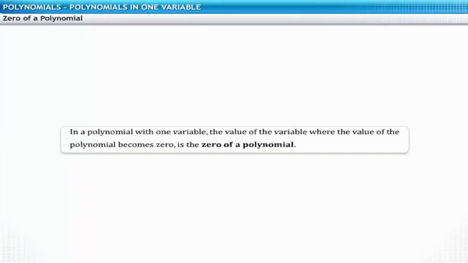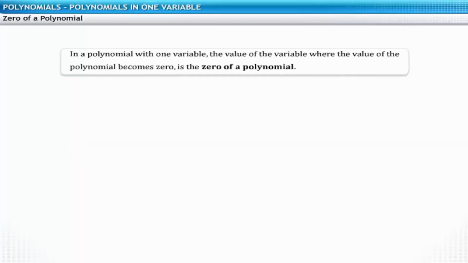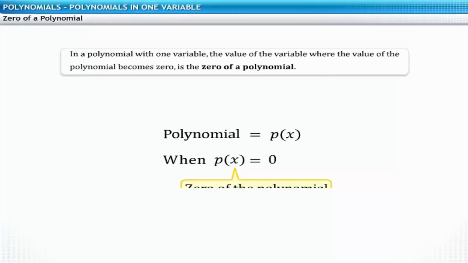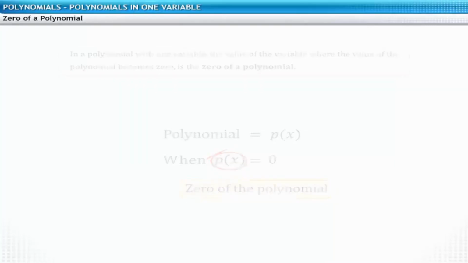In a polynomial with one variable, the value of the variable where the value of the polynomial becomes 0 is the zero of a polynomial. In other words, the value of x for which the value of the polynomial equals 0 is the zero of the polynomial p of x. Let's take up a problem as an example.